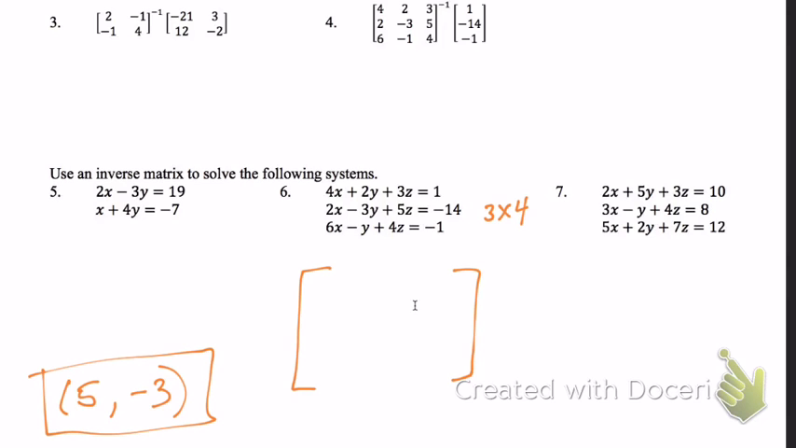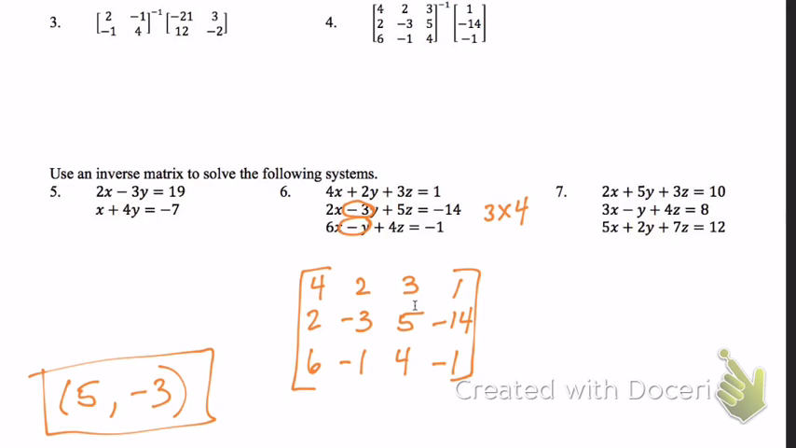Setting up number 6, I'm going to have 4, 2, 3, 1, 2, -3, 5, -14, 6, -1, 4, -1. Don't forget the negative signs. Sometimes I see people put them as positives. And so make sure that you're attaching the negative to whatever coefficient is in front of that. So type that in your calculator and then tell me what solution you get.